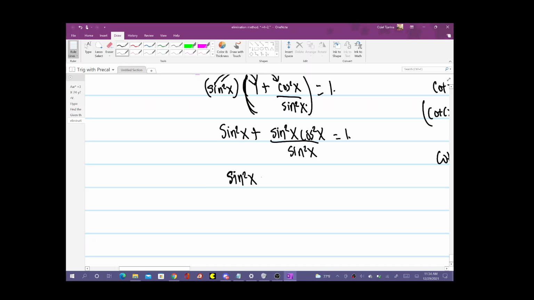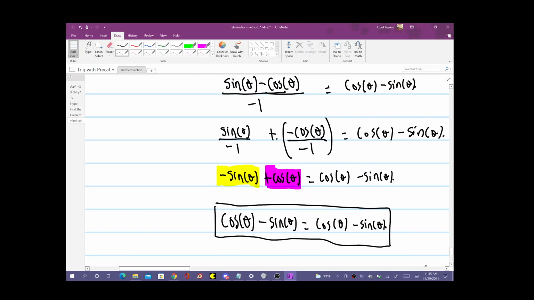squared x plus cosine squared, so sine squared x gets canceled out. This becomes plus cosine squared x equals 1. 1 equals 1, so we have verified the trig identity, okay?